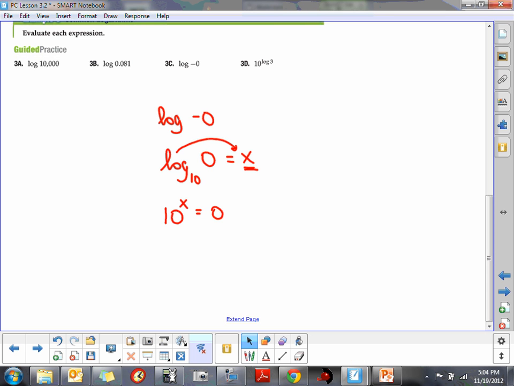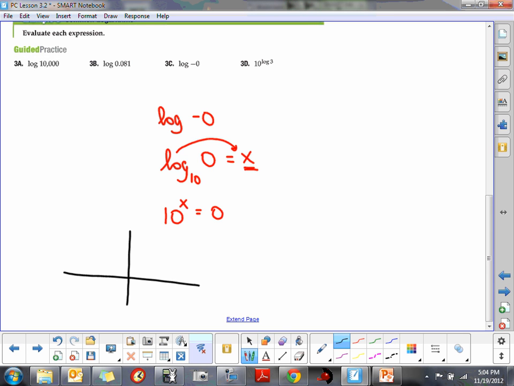Well, what power can you raise 10 to get 0? I want to relate that back to an exponential function. Is there any way that I can take 10 to a power and get it to equal 0? And that has to be false, because there's no way I can get 0 out of an exponential function. It comes close to 0 but never touches it. So because this is a false statement, that means this has to be impossible to solve.